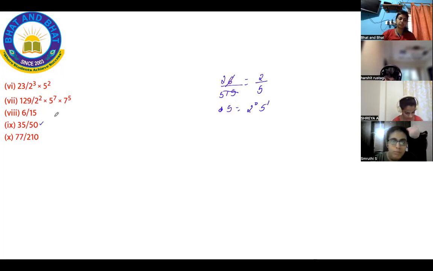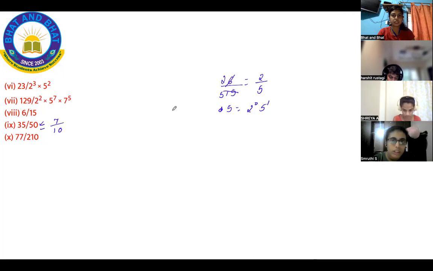Next one, 35 and 50. 35 and 50 also, if you simplify, it becomes 7 by 10. Yes, ma'am, it is terminating. Now 10 is in the form of 2 raised to n and 5 raised to m. 5 into 2. Next one, 77 divided by 210. Non-terminating. No, ma'am, non-terminating. Correct. Okay. So we solved the first exercise.